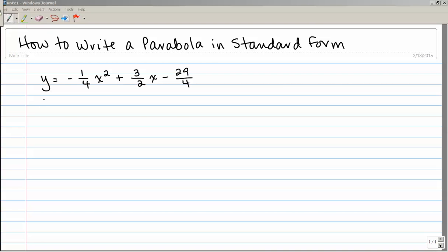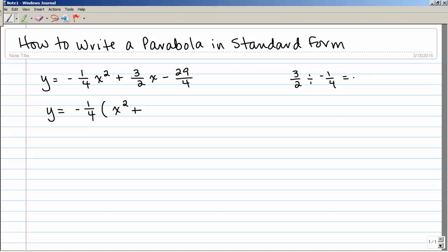The first thing we want to do is take the first two terms, the negative 1/4 x squared and the 3/2 x, and use that to write a perfect square trinomial. To do that, I need to factor a negative 1/4 out. So that's going to leave me with x squared plus something, because negative 1/4 times x squared gives me the negative 1/4 x squared. But the tricky part here is figuring out what do I have to multiply negative 1/4 times to get 3/2. Basically what that is, it's 3/2 divided by a negative 1/4.